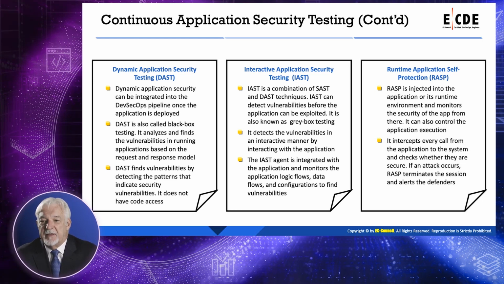And then finally, we have runtime application self-protection. RASP is injected into the application or its runtime environment, think in production, basically, and monitors the security of the application from there. It can also control the application execution. It intercepts every call from the application to the system and checks whether they're secure. If an attack occurs, RASP has the ability to terminate the session and alert the defenders, your security team, that something bad has happened.